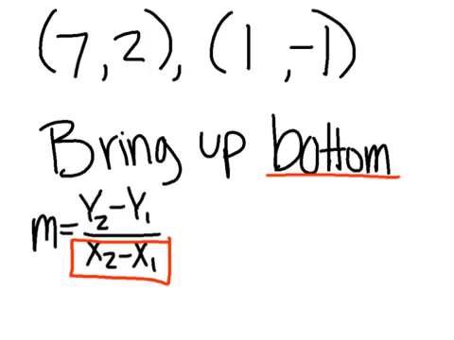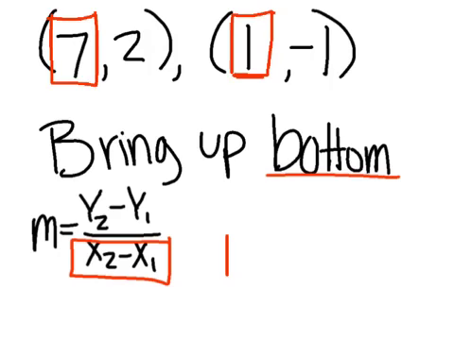Okay, bring up the bottom part of our equation. What's our x2 value? No, our x values are the first number in our ordered pair. These are our x values. So 1 is going to be our x2 minus our x1 is 7.